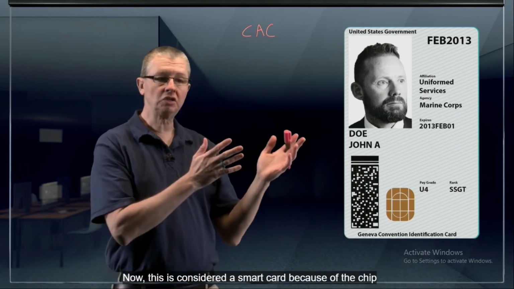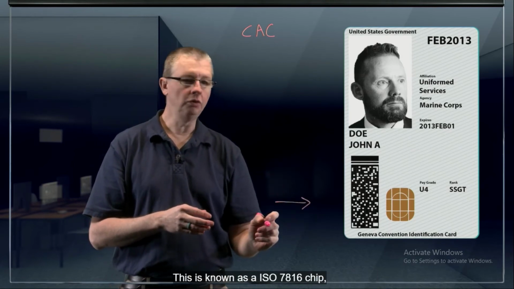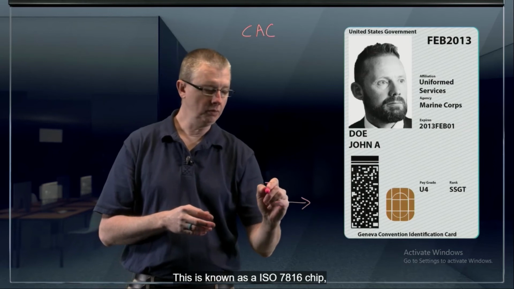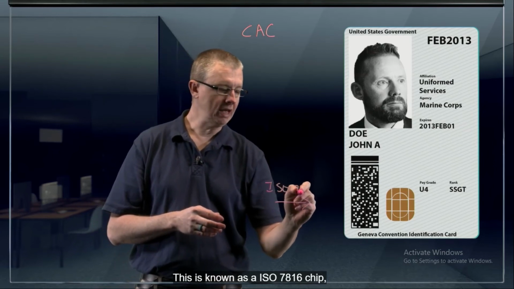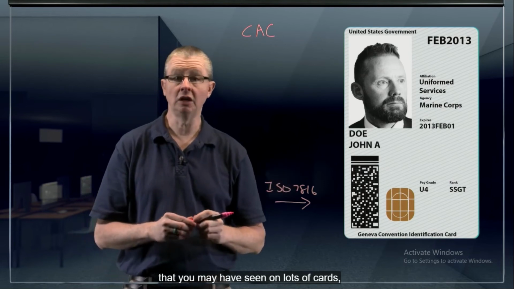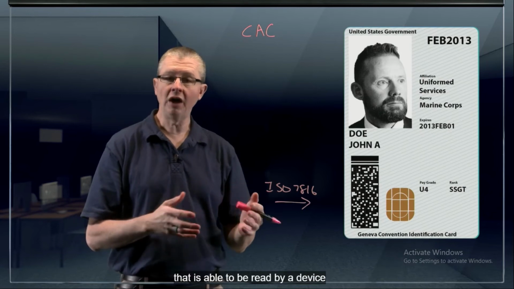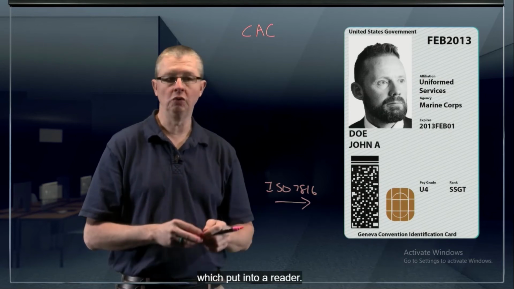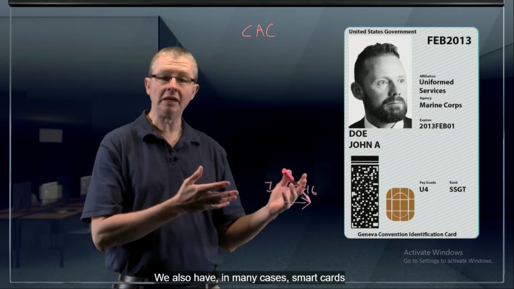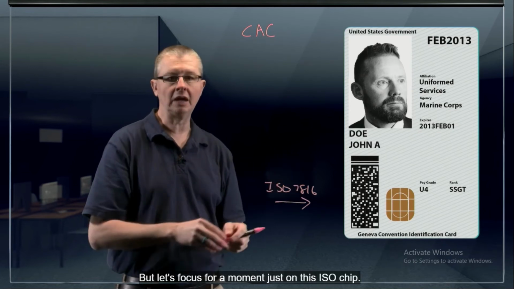Now, this is considered a smart card because of the chip that's present right here. This is known as an ISO 7816 chip, and it's that gold squarish-like interface that you may have seen on lots of cards and maybe even have on some of your credit cards now, that is able to be read by a device when it's put into a reader. We also have, in many cases, smart cards that have other features, but let's focus for a moment just on this ISO chip.